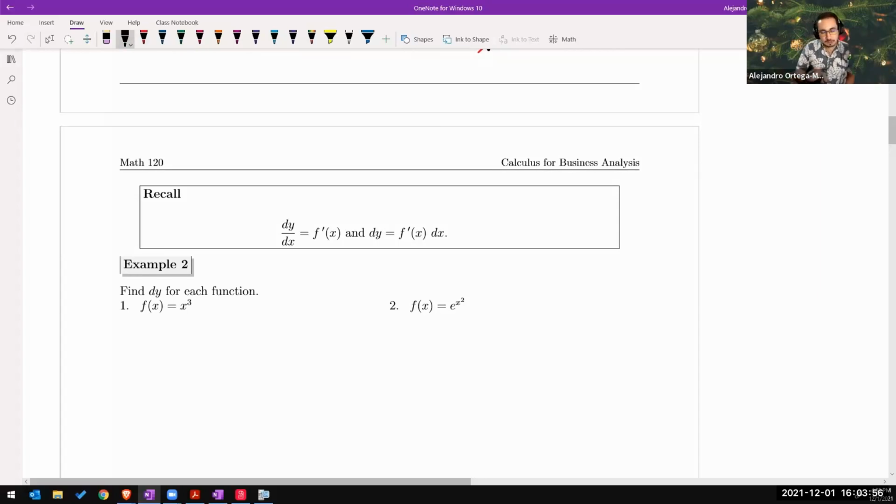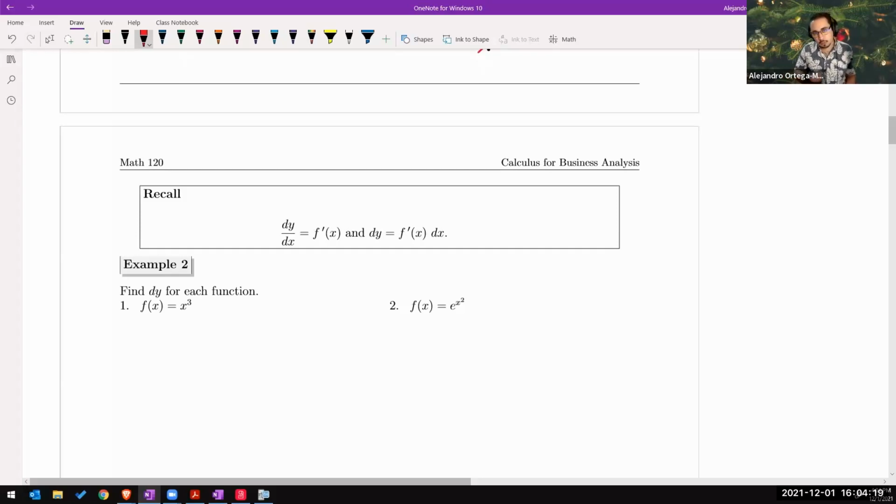So when we were talking about derivatives, I'll let you copy this, we had that the derivative of y with respect to x is the equivalent of f prime of x, right? Nothing crazy there, nothing new. dy dx is the same thing as f prime of x.